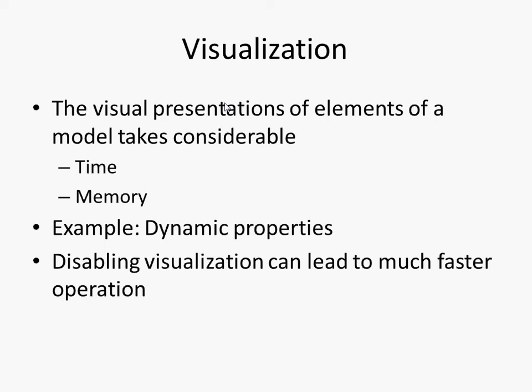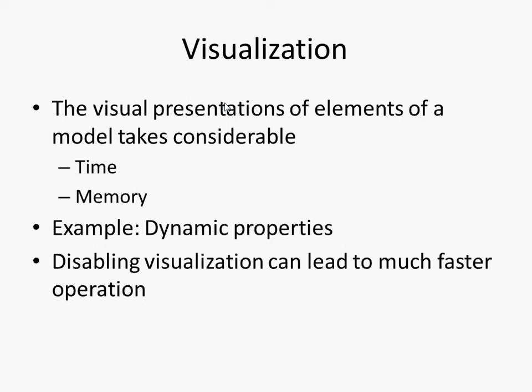And just as an example of this, imagine the dynamic properties. Do you remember dynamic properties for those visual events where it updates automatically its size based on the person's age, or it updates its color based on their current situation, or it updates text location based on a slider or whatever? These are dynamic properties, and they take some updating associated with them. So disabling visualization could lead to much faster operation.